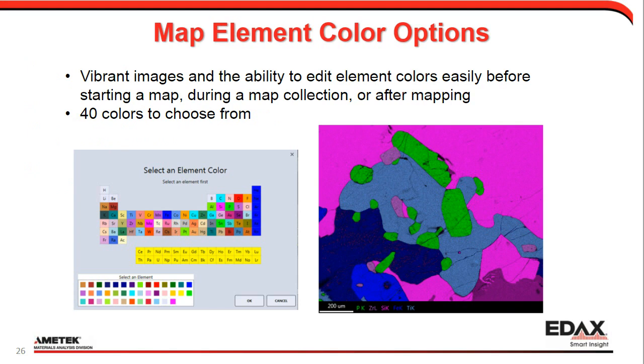The map element colors can be changed. You can click on the element colors icon on the ribbon bar to open the periodic table to change map element colors. The colors can be changed before starting the map, during a map, or after mapping. There are 40 colors to choose from.